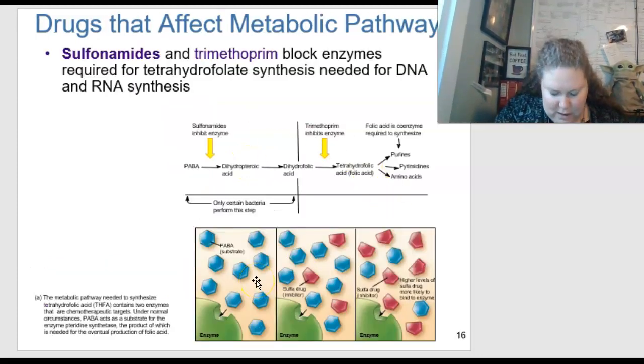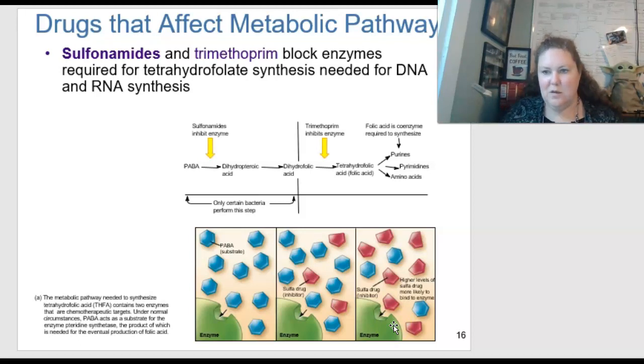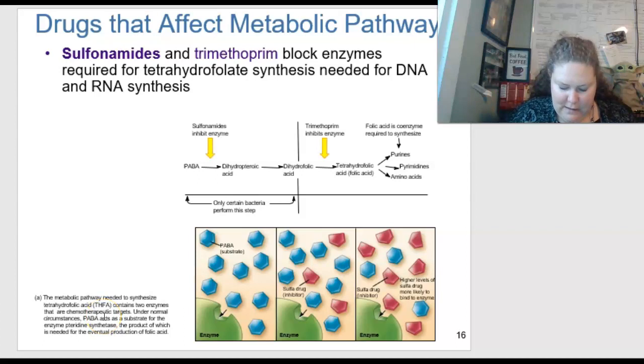But basically, despite the similarity in overall shape, the sulfa drugs cannot be used to make folic acid, okay? And so over here, the sulfa drug molecules can insert into the active site in the enzyme that would ordinarily fit the PABA. And then this will work only when the sulfa molecules are more prevalent. Okay, and they can outcompete the molecules, okay?